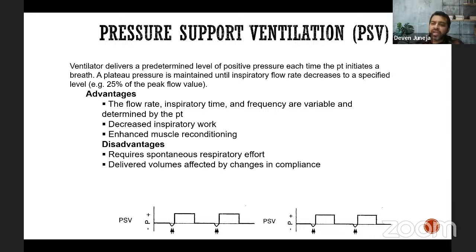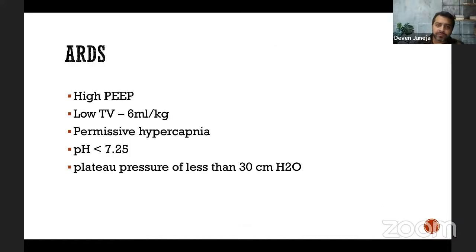This depends upon the size of the tube: the larger the size of the tube, the lesser the resistance. So sometimes if you have put a smaller size tube or there are a lot of secretions, this resistance can be significant, and it will add to the inspiratory work of breathing. That's why, to overcome this resistance, you are going to require some kind of pressure support, and that is where pressure support ventilation comes in. But if the patient is able to maintain well on a pressure support, even up to 12, you can think of extubating such a patient.